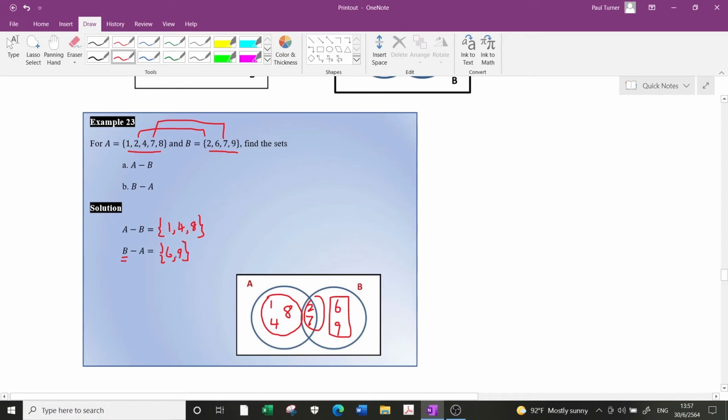Like that. So if you want to write it all out, you could have A, 1, 2, 4, 7, 8, minus 2, 6, 7, 9, but you don't really need to do that. But you see, you've got these elements, and we need to remove any element that is in B. So 2 is gone, and 7 is gone. So you're left with 1, 4, and 8 is written there.